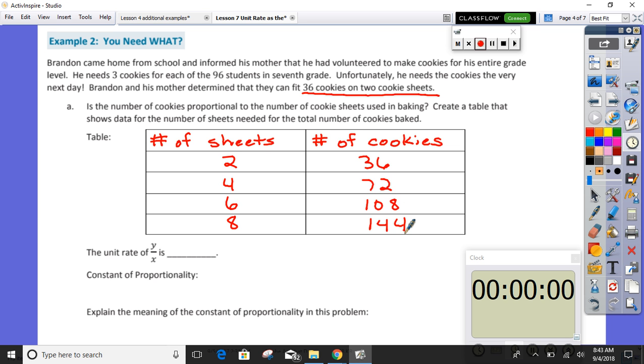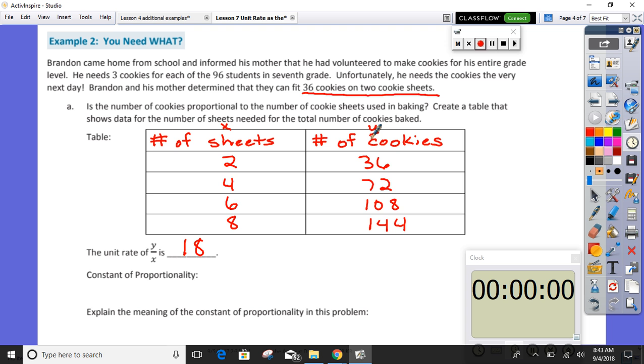Okay, so then the unit rate of y over x. Maddie, what did you get for that? 18. Good. And can you tell us how you got that? I divided the number of cookies by the number of sheets. Good. Number of cookies divided by number of sheets. So number of sheets would be our x. Number of cookies would be our y in the table.